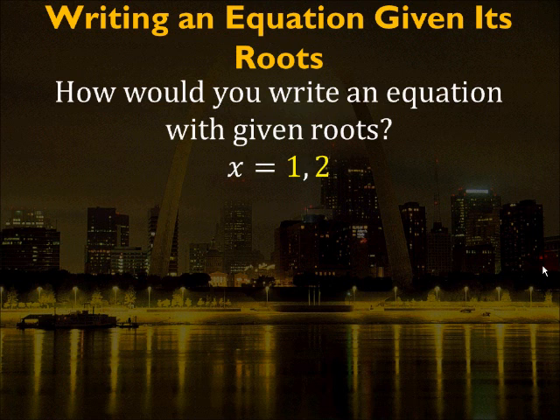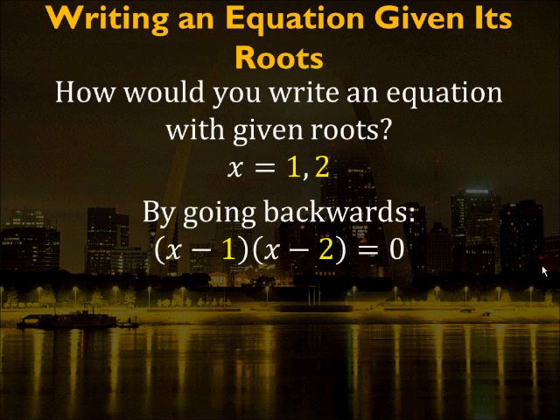If you think about it, you just have to go backwards. So your equation would have to be x minus 1 times x minus 2 equals 0, which makes sense because this will yield you roots of 1 and 2. So you just go backwards. Now that you have your factors, you just multiply them together, and this is what you get. x squared minus 3x plus 2.